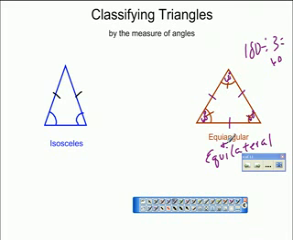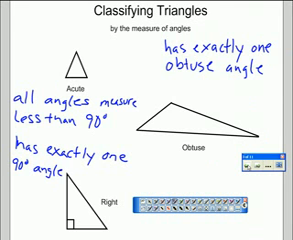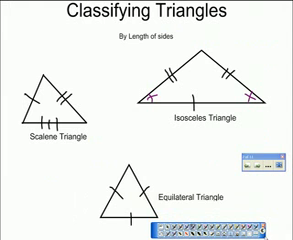Which means that if it's equilateral, it's also equiangular. And all three angles are 60 degrees. So I could go here and say that one's congruent to that, congruent to that, congruent to that. I can fill that in. So it works both ways. If I get one, I definitely have the other.